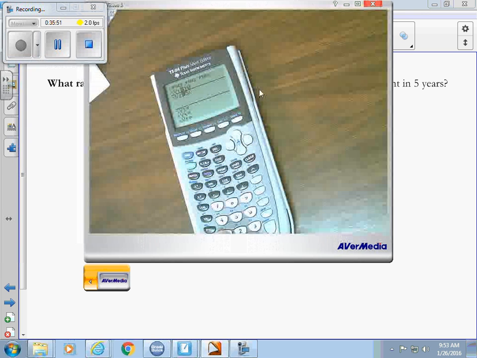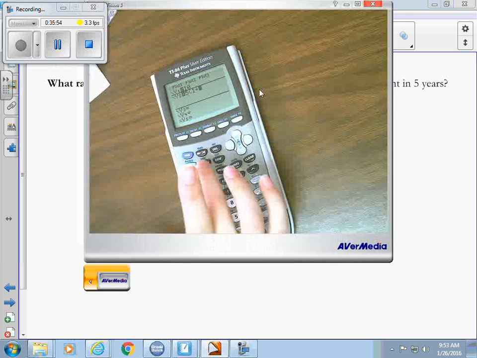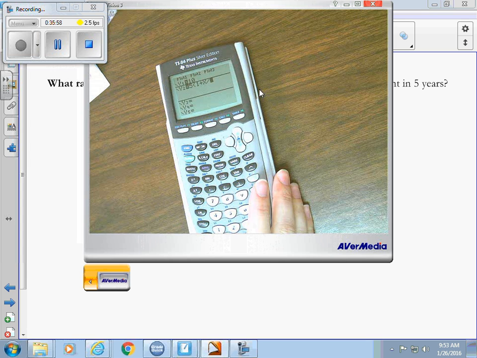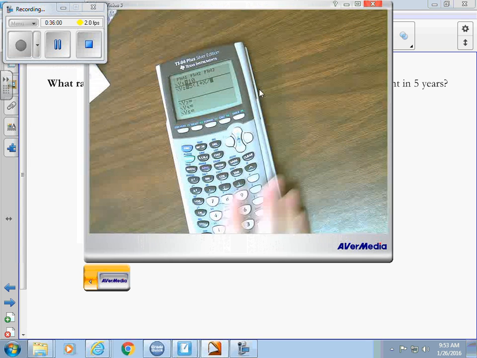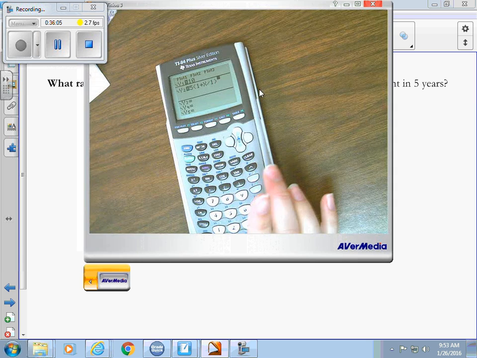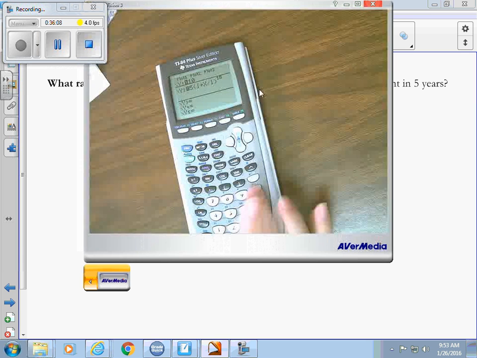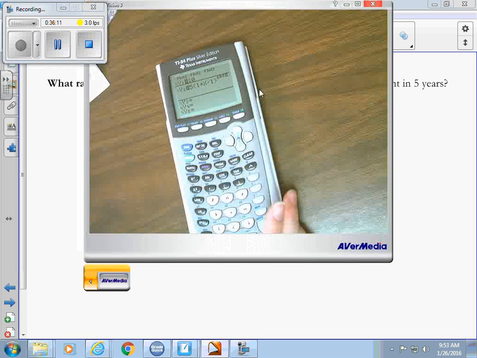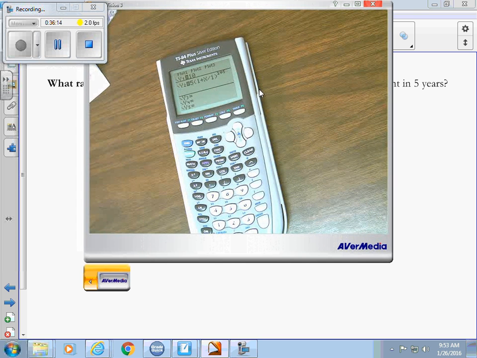1 plus r, except r is going to be my x, so I'm going to leave it as x, divided by, how was it, annually? Divided by 1. Raised to the 1 times 5. Was it 5? Am I right? Okay, cool. So the x is the r in this case. That's what I'm looking for.